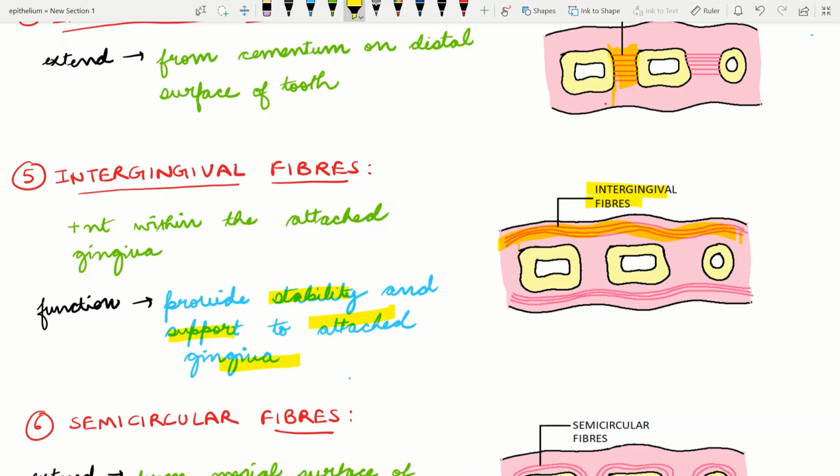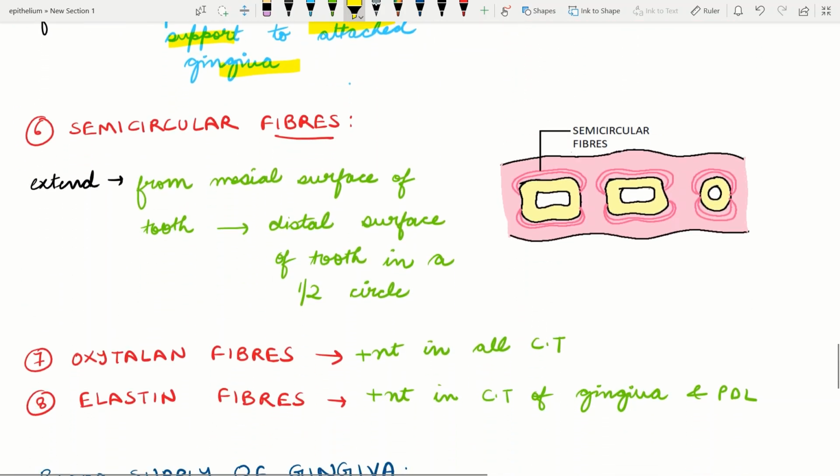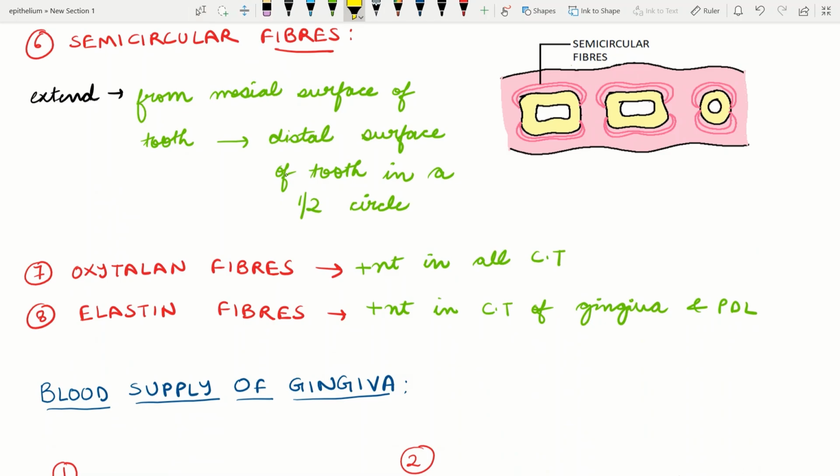The sixth fiber is your semicircular fibers. Here you see these fibers, which arise from the mesial surface of tooth to the distal surface of the tooth in a half circle. As you see, they are going around the tooth in a half circle from the mesial surface of the tooth to the distal surface of the tooth. So these are your semicircular fibers.